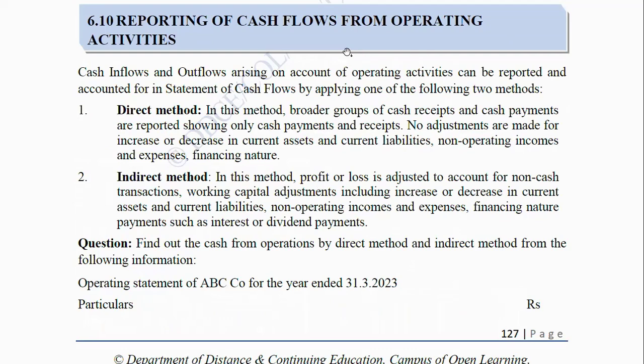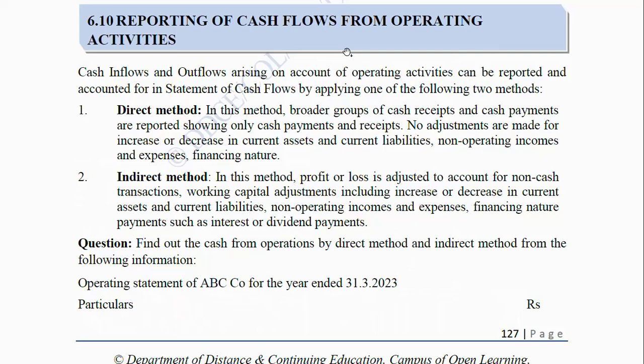6.10 Reporting of cash flows from operating activities. Cash inflows and outflows arising on account of operating activities can be reported and accounted for in the statement of cash flows by applying one of the following methods.